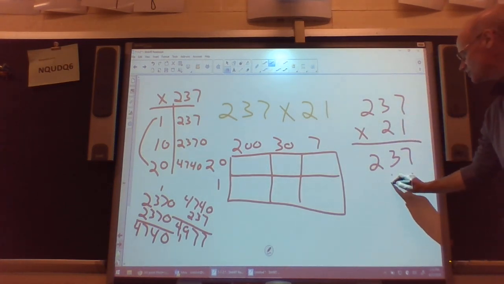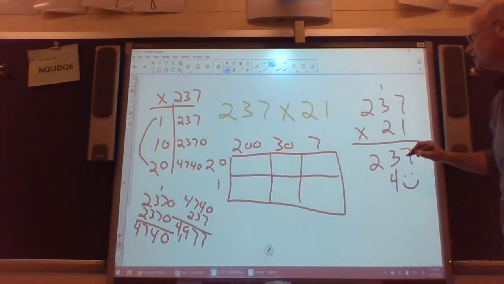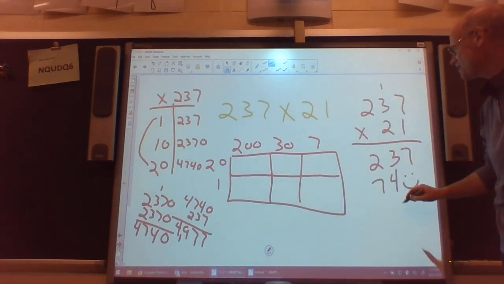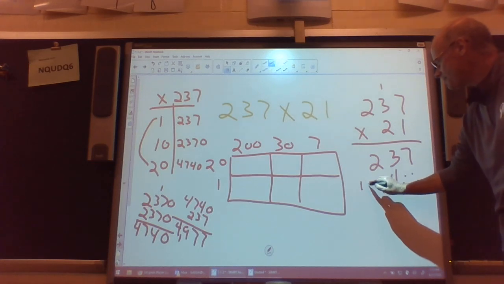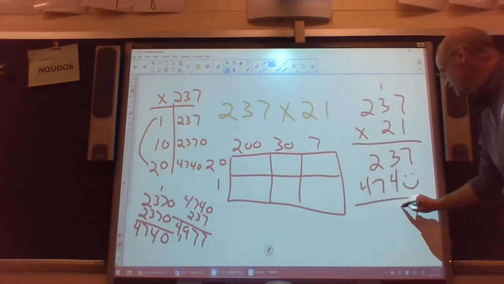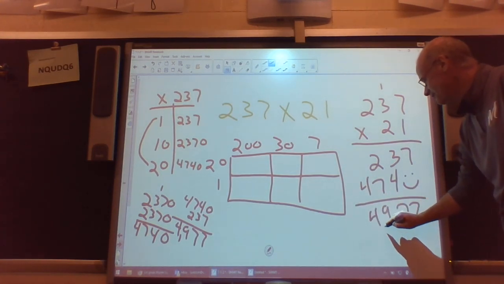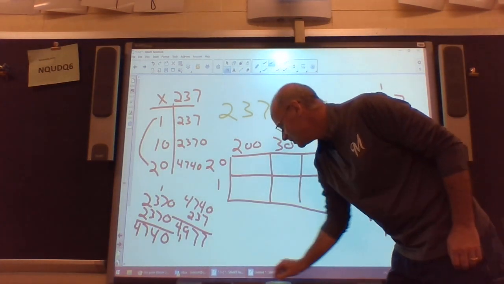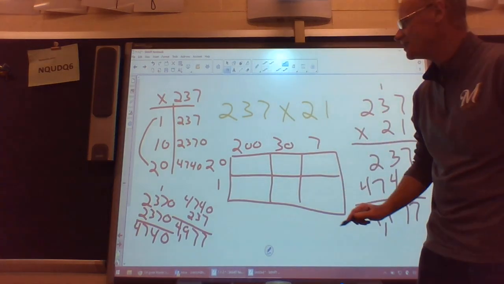2 times 7 is 14. Put down a 4. Carry my 10. 2 times 3 is 6 plus 1 is 7. 2 times 2 is 4. If I add these together, I get 4,977. Same answer I got over there. Outstanding. I'm going to change my color for this one.